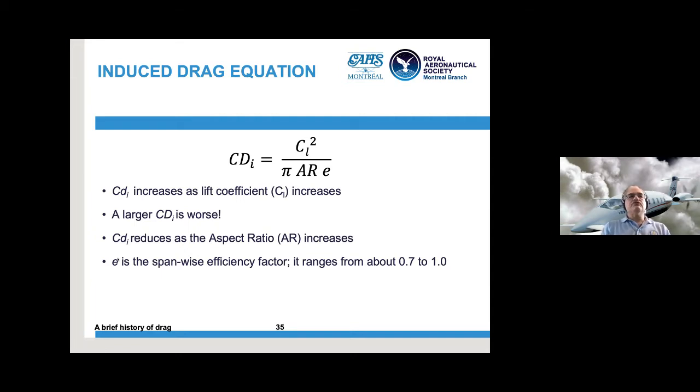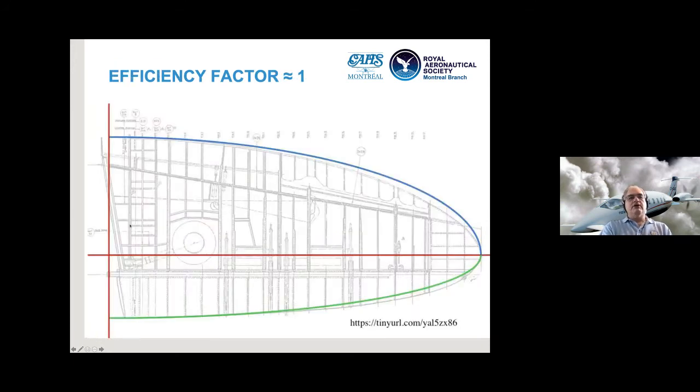The optimum lift distribution span-wise is elliptical. So I've drawn a couple of ellipses on a piece of paper. And that gives us, by the way, an efficiency factor of one when we draw the perfect shape. So here's a pair of ellipses. They're identical ellipses, except their semi-major axis is a different length. And this is an optimum shape to reduce the induced drag by keeping the efficiency factor close to one.